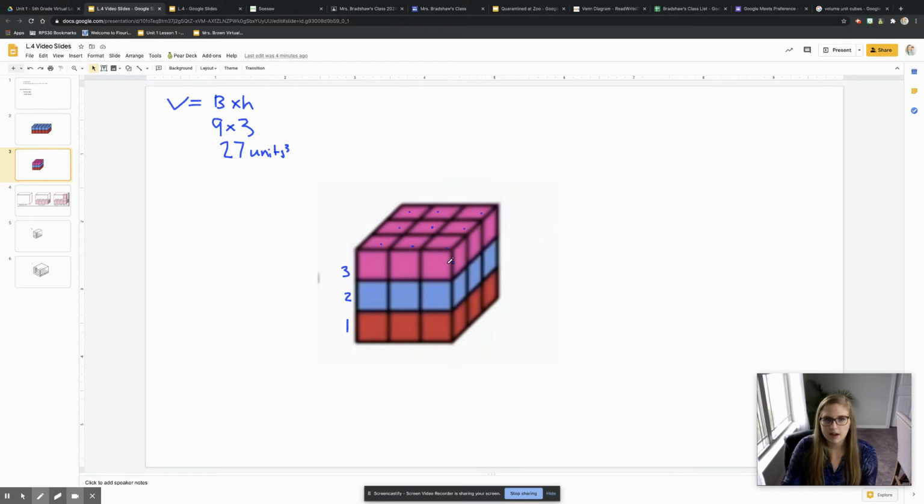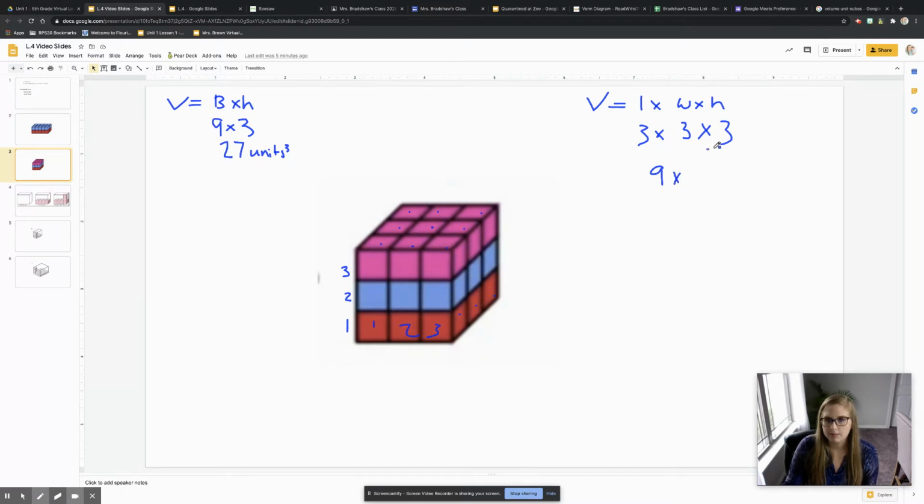All right, if I want to solve this the other way, I'm going to do volume equals length times width times height. My length is one side, so I have 1, 2, 3. My length is 3. My width is 1, 2, 3. And my height is 1, 2, 3. 3 times 3 is 9.